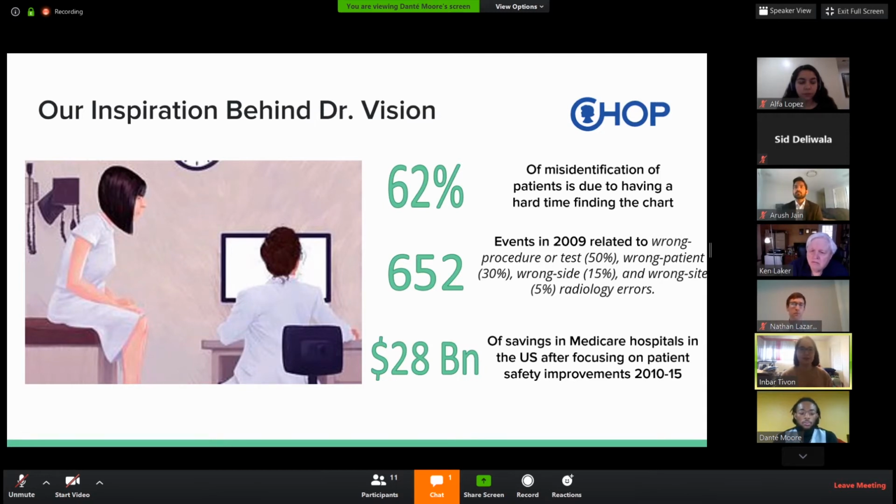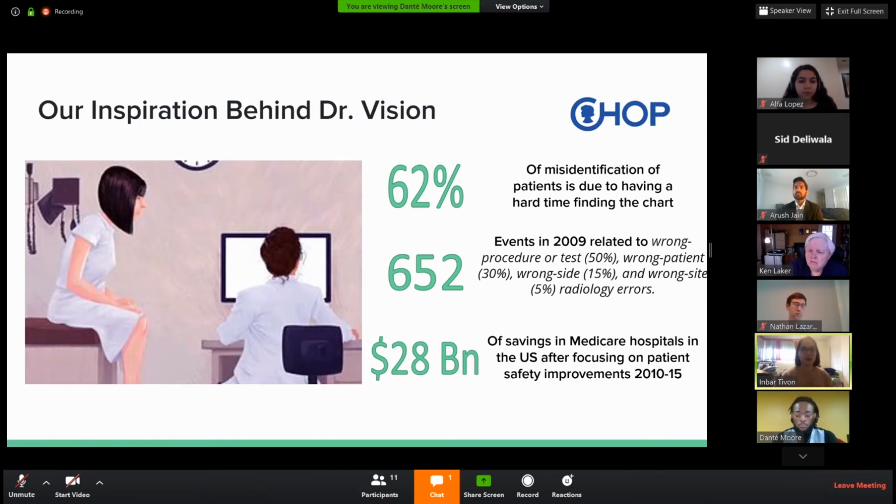As we dug deeper into this issue of lack of complete interaction, we found secondary problems of misidentification and the cumbersome two-step verification process. 62% of misidentification of patients is due to just having a hard time finding the chart. And then the two-step verification process involves two nurses coming in, taking turns asking you your name, which adds extra workload, cost, and doesn't guarantee proper identification.